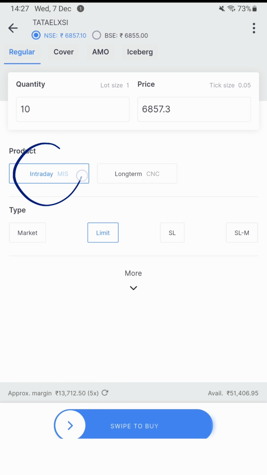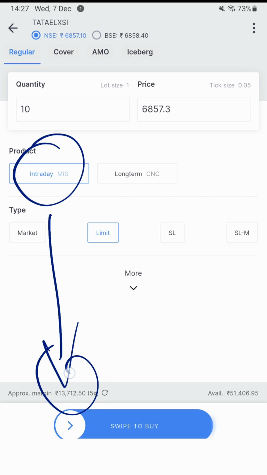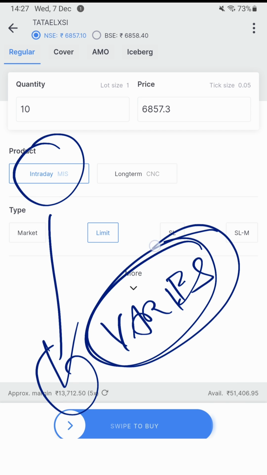Now this margin that I am getting over here varies from stock to stock. So let's go to Zerodha's website and check on which stock how much margin I can get.